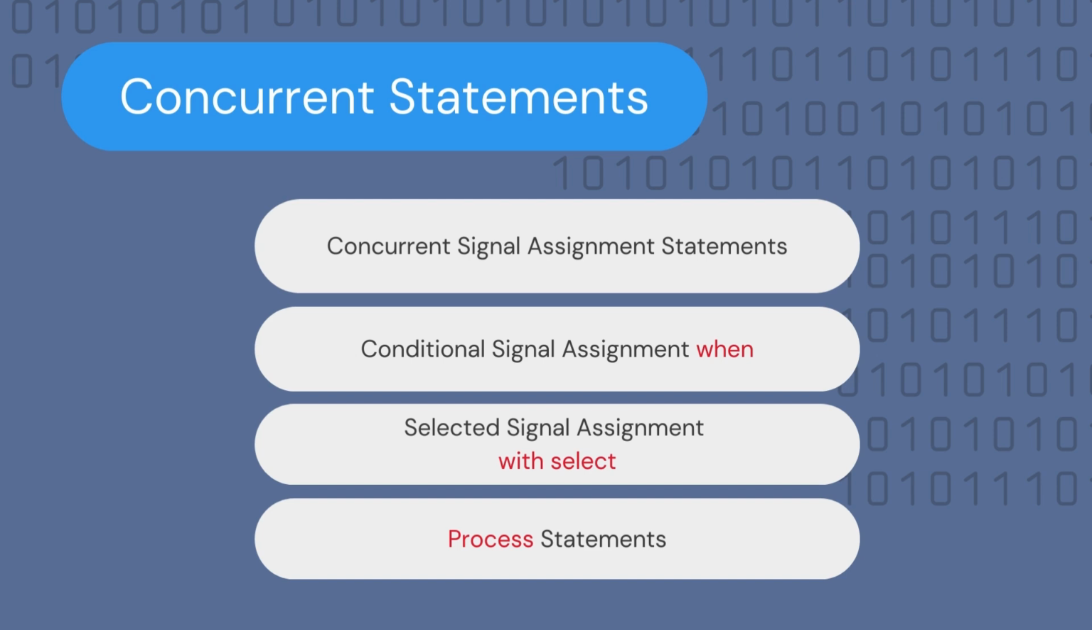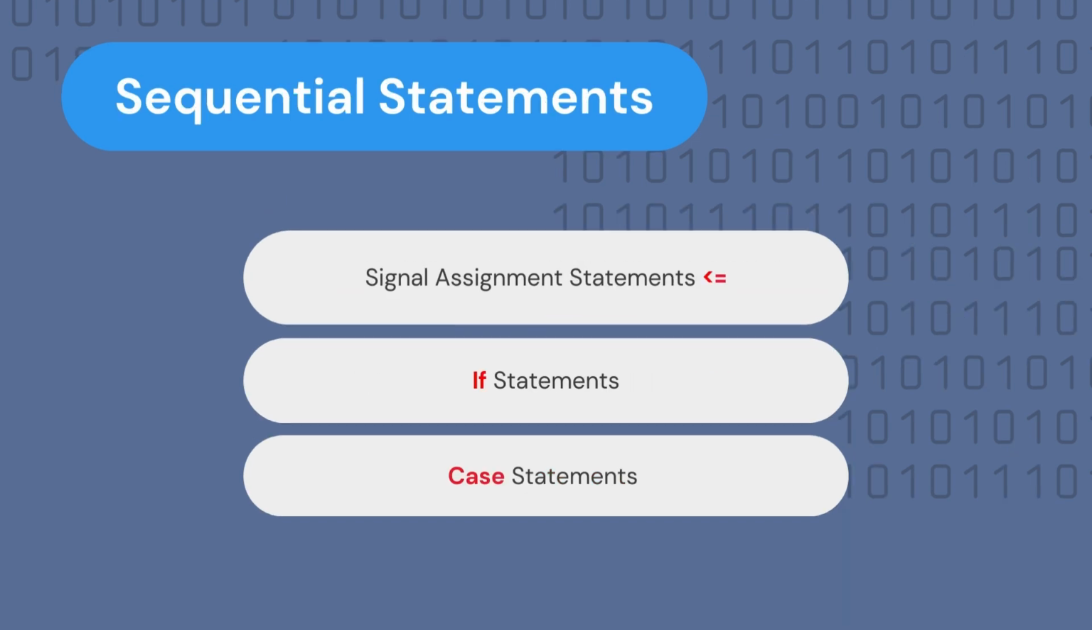However, within a process statement, we can put statements that can be executed sequentially. Those sequential statements can be signal assignment statements, the if statement, which is a sequential version of the conditional signal assignment statement, and the case statement, which is the equivalent of the concurrent selected signal assignment statement.